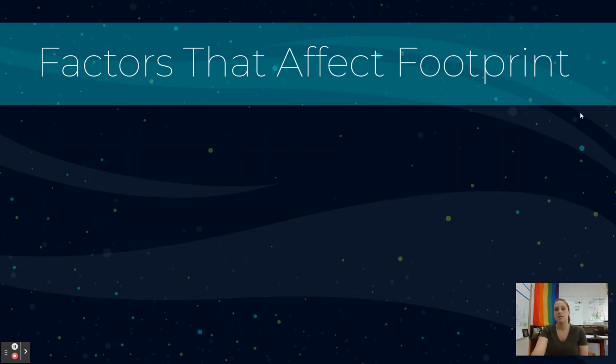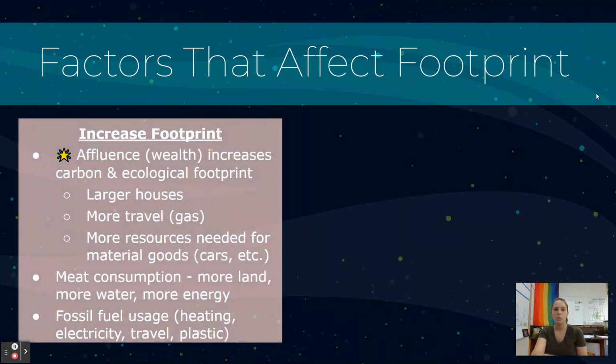So now we're going to look at factors that affect a footprint. When we get an increased footprint, here are some of the things that cause that. First of all, an important thing to be aware of is that wealth is going to increase your carbon and your ecological footprint. The more money people have, typically the larger their house, the more they're traveling, whether it's cars or airplanes, the more resources they're going to need for their material goods. Usually, if you have money, you're going to buy more things.